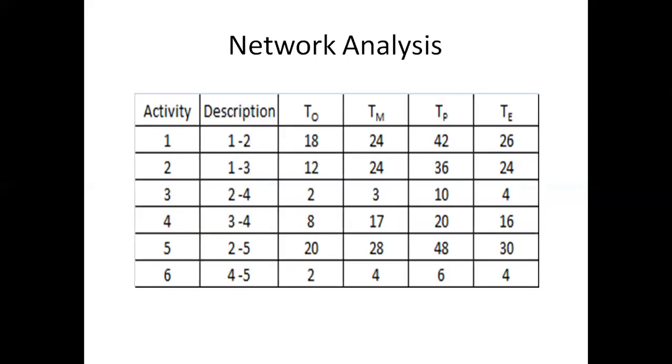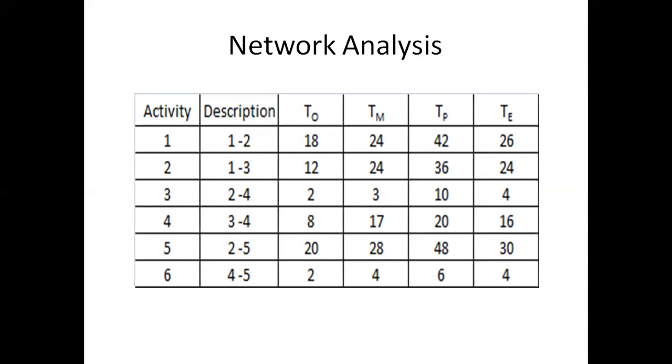Now we have activity 1 to 2, then activity 2, activity 3, activity 4, activity 5, activity 6. Activity description, activity 1 to 2. We have T0 as 18 days, TM as 24 days, and TP as 42 days. Activity 2 is 1 to 3, that is from event 1 to event 3. T0 as the optimistic time is 12 days, TM as 24, and TP as 36.